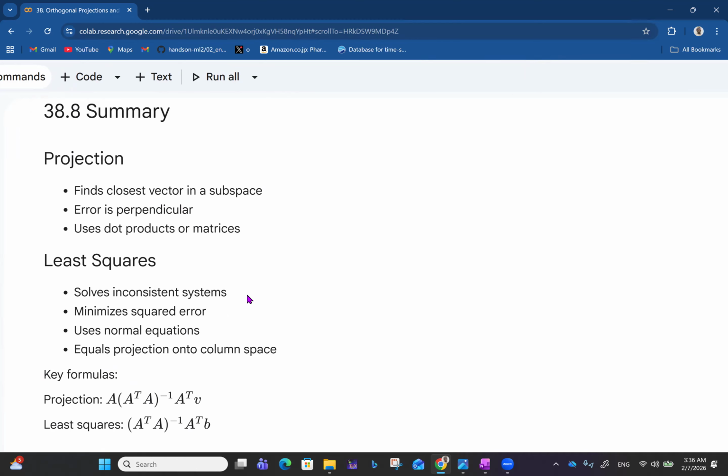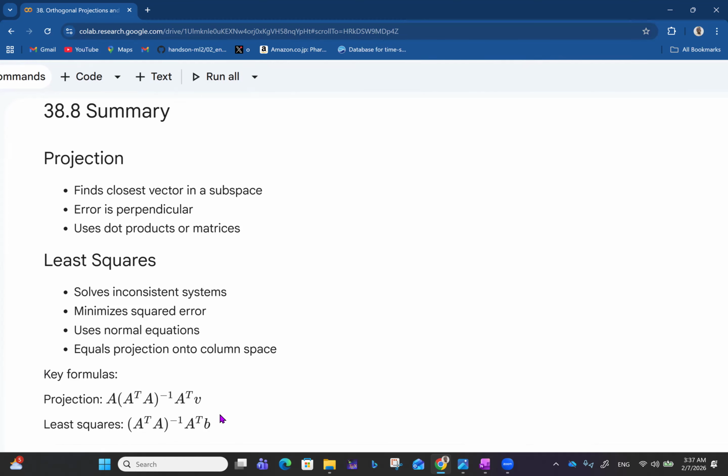Normally, we saw earlier on that when you have more equations than you have variables, the system is inconsistent. You can't get the solution. But least squares has given us a way around it. So it solves inconsistent systems, minimizes squared error, uses normal equations, equals projection onto the column space. So the key formulas: for projection, you have A times A transpose A inverse A transpose V. And for least squares, we have A transpose A inverse A transpose B.